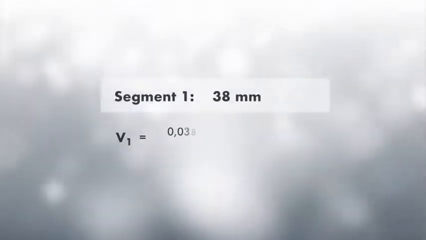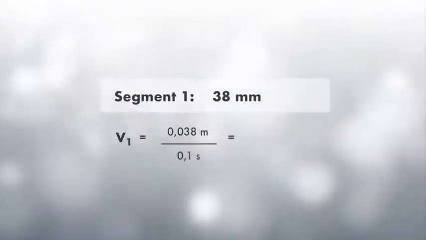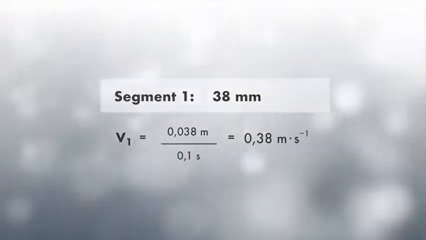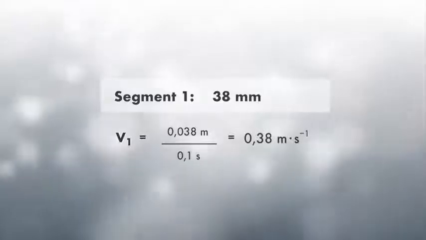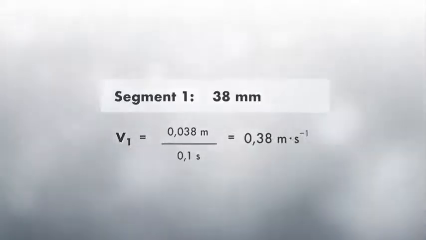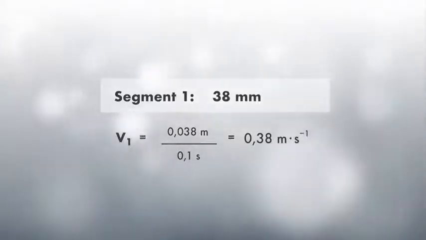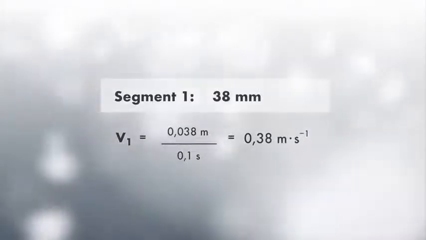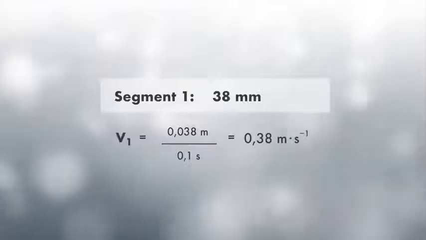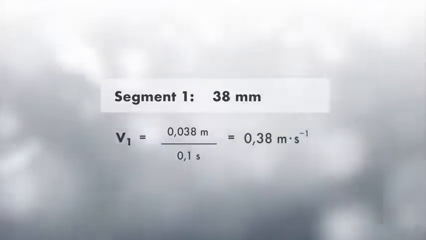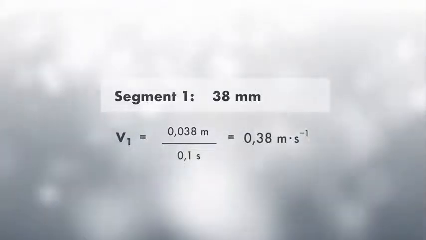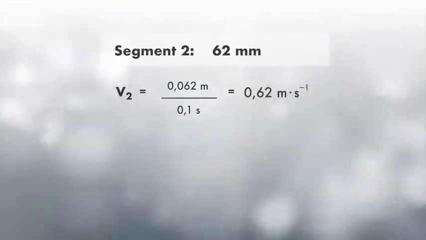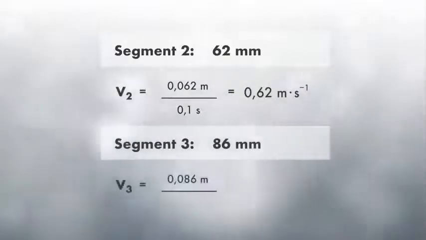Average velocity equals distance divided by time. The time is 0.1 seconds because we have used 5 gaps between the dots. The distance is 38 millimeters and must be converted to meters. So it is 0.038 meters. The velocity is 0.38 meters per second. And we can calculate the other 2 values of average velocity in the same way.